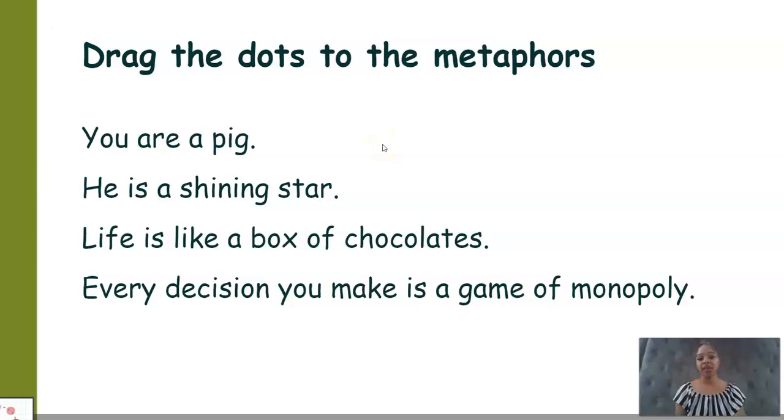So, you are a pig. Is that a metaphor? If you think that's a metaphor, then just slide the red dot right up to that, right next to it or right on it. It doesn't matter. He is a shining star. Same thing with this one. Life is like a box of chocolates. And also, every decision you make is a game of Monopoly. So remember that a metaphor compares one thing as if it is another, and it does not use like or as. So always keep that in mind when identifying metaphors.